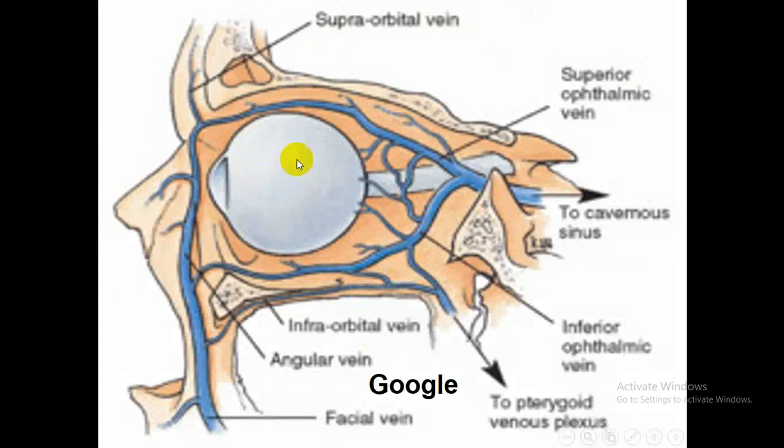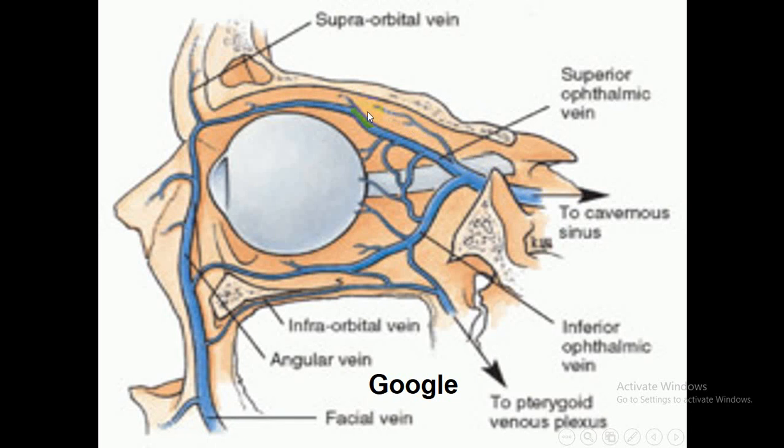Now the ophthalmic vein: there are two ophthalmic veins, the superior ophthalmic vein and the inferior ophthalmic vein. The superior ophthalmic vein begins in the anterior part of the orbit close to the artery and communicates with the supraorbital and supratrochlear tributaries of what? Of the facial vein. That is why, when we talked about infection, it spreads from the facial vein to the supraorbital vein, then to the superior ophthalmic vein, and then goes to the cavernous sinus.